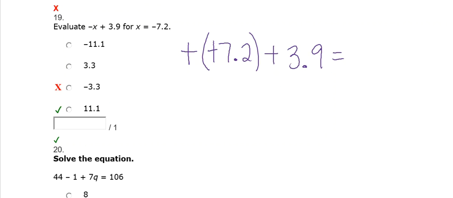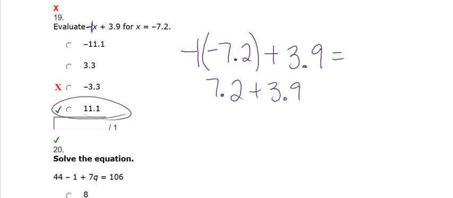You can think of this as being, let me erase those plus signs, a negative 1 in front of that x. So if I multiply negative 1 times negative 7.2, we're going to get positive 7.2. So adding those two together gives you 11.1.